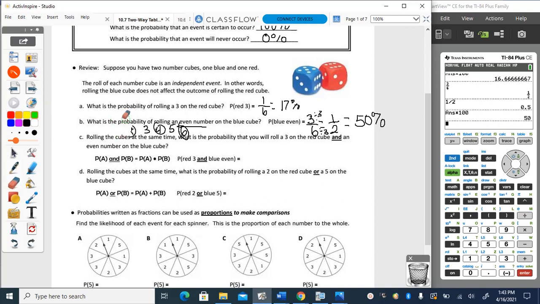So now let's look at rolling the cubes at the same time. What is the probability that you will roll a 3 on the red dice and an even number on the blue cube? So when we have 2 probabilities we're looking at and it says and, that means we're going to multiply. If it says and, we want to multiply.